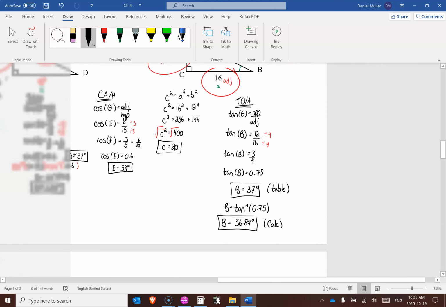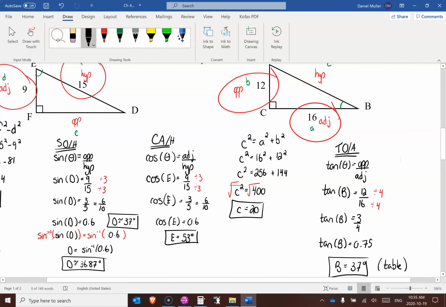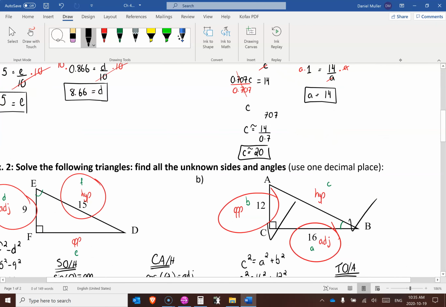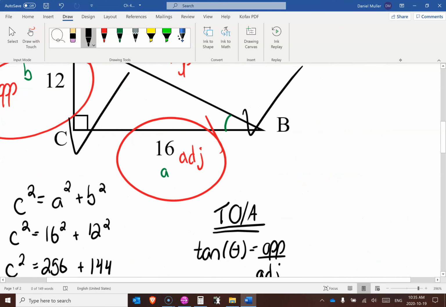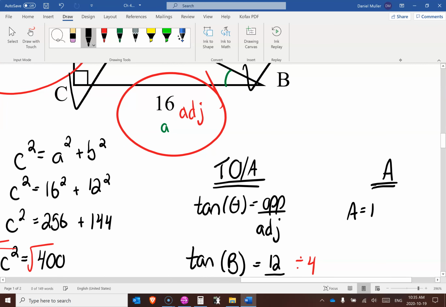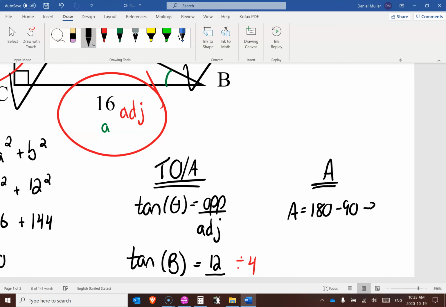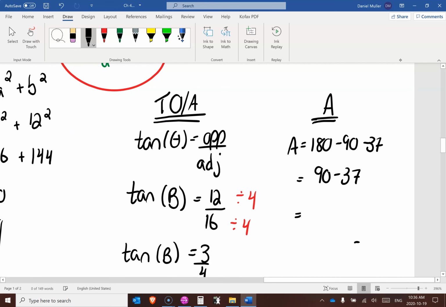Okay. Now I'm going to do the other angle. I have an angle here, 90. I now know that that is 37, so I just need angle A there. So to find angle A, you would go 180 minus the 90 minus the 37, which, 180 minus 90 is just 90, minus the 37. 90 minus the 37 is 53 degrees. So this is identical. I didn't expect that.